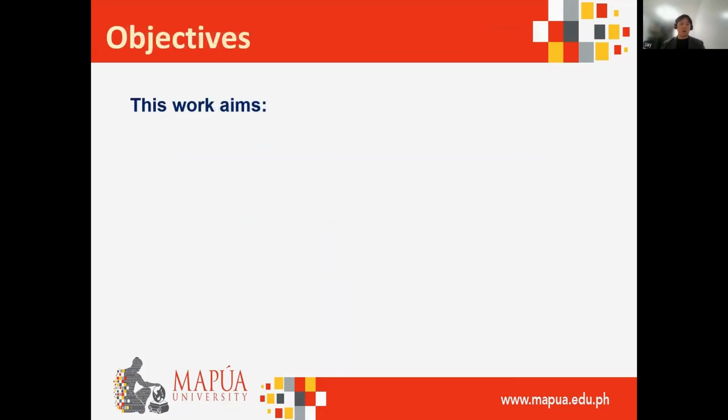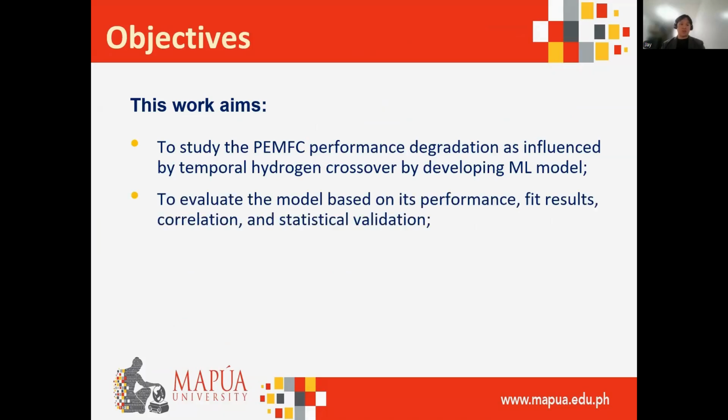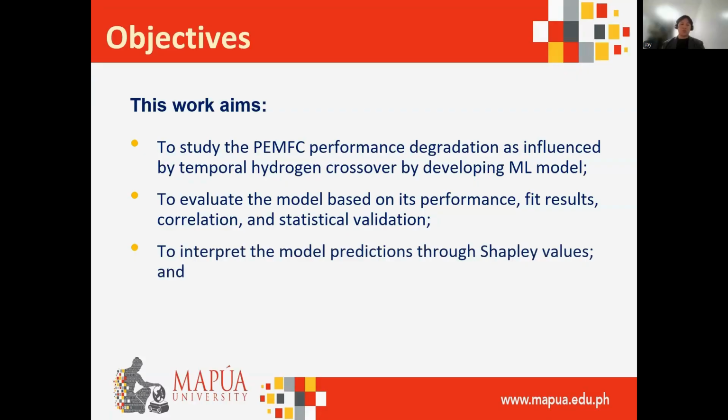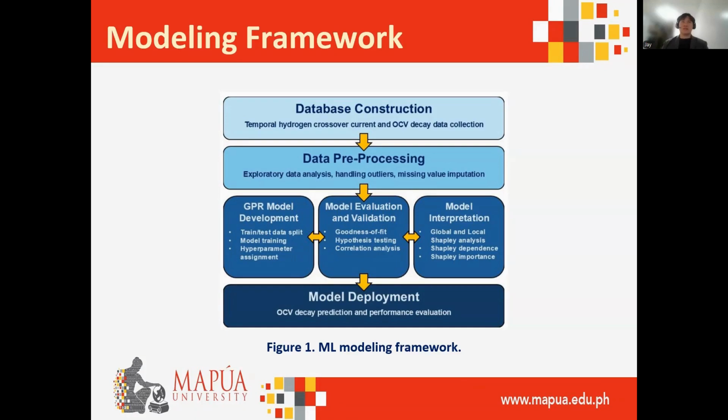So because of those motivations, this work aims to study the PEMFC performance degradation as influenced by temporal hydrogen crossover by developing a machine learning model, to evaluate the model based on its performance, fit results, correlation, and statistical validation, to interpret the model predictions through Shapley values, and to validate the reliability of the model on new unseen data. So for the methodology, this is the modeling framework used in this work.